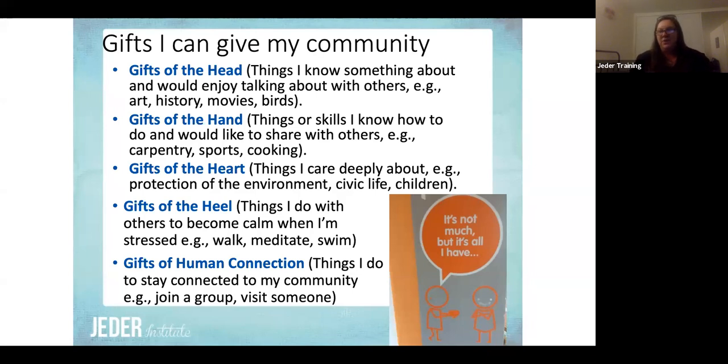Then the gifts of human connection is, where do you stay connected? Do you join a group? Do you visit someone? What does it look like? Are you involved in your local time bank? You know, what is it that you do to make sure that you stay connected to your community?